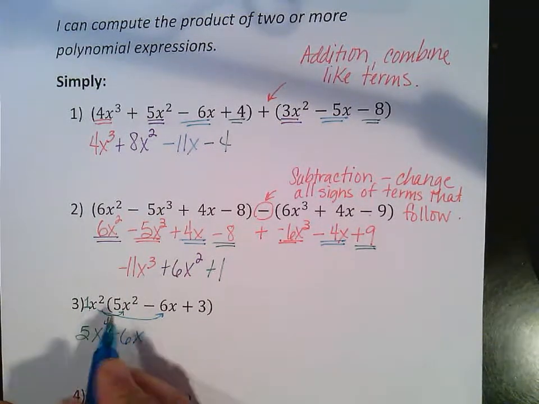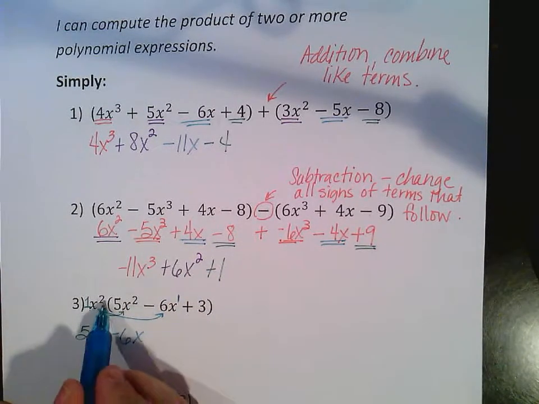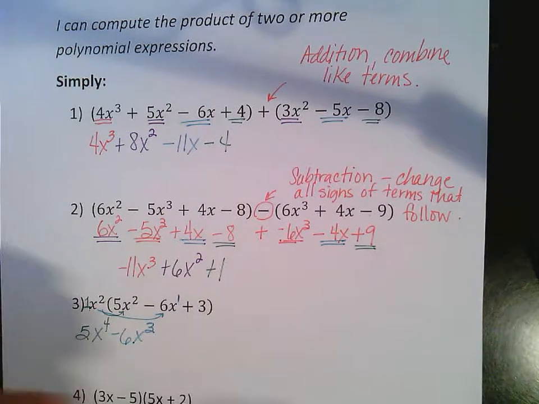My term is x. I have x squared. Remember, there's a 1 here if I don't see an exponent. So 2 plus 1 is 3, so this is 6x to the third.